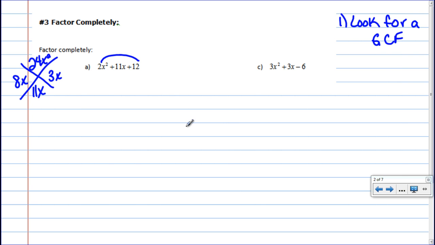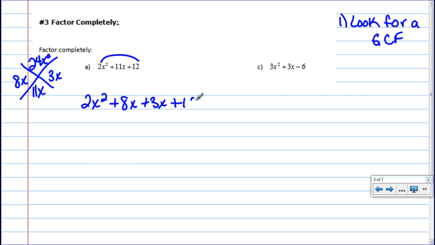2 numbers. Now there are 2 ways to go about factoring this. There's the box method and there's the grouping method. They get you to the same place. I'm going to go ahead and do the grouping method, so that y'all can see that. So this becomes 2x squared, and instead of 11x, I'm going to write it as 8x plus 3x.